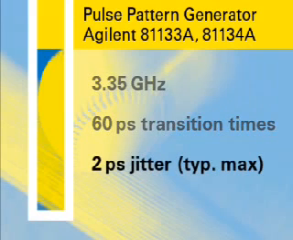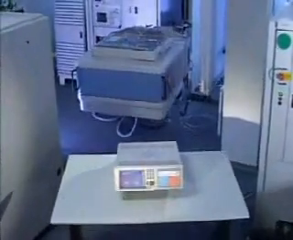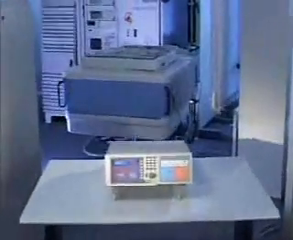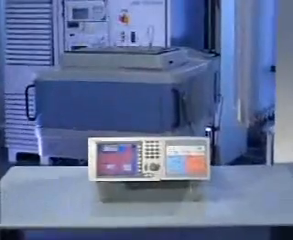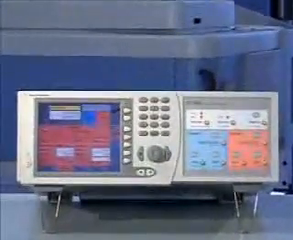The 81133A is a single-channel generator, while the 81134A is a dual-channel configuration. All other features are identical. In this video, we will focus on the 81134A. Nevertheless, all setups shown here are also possible with the single-channel pulse and pattern generator.